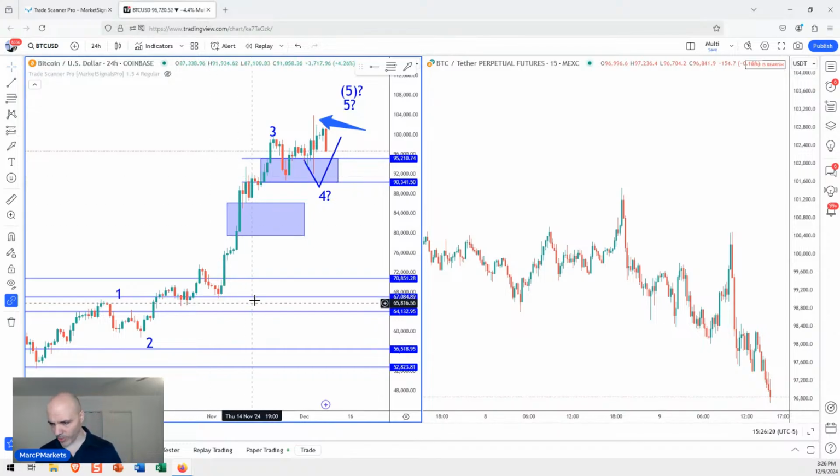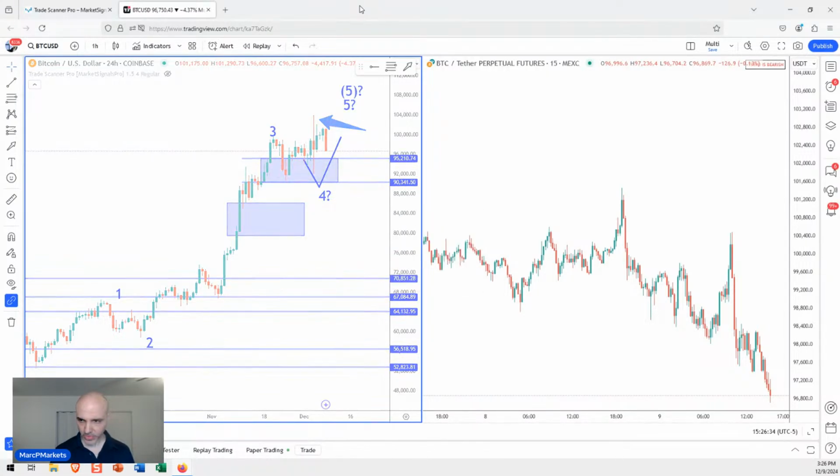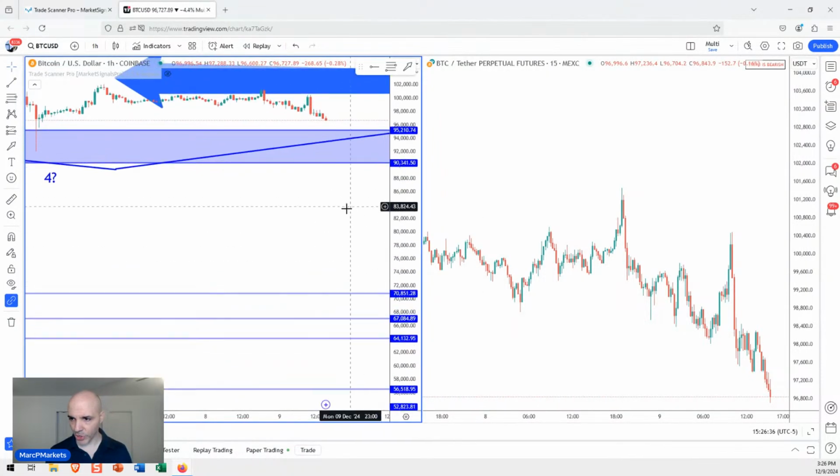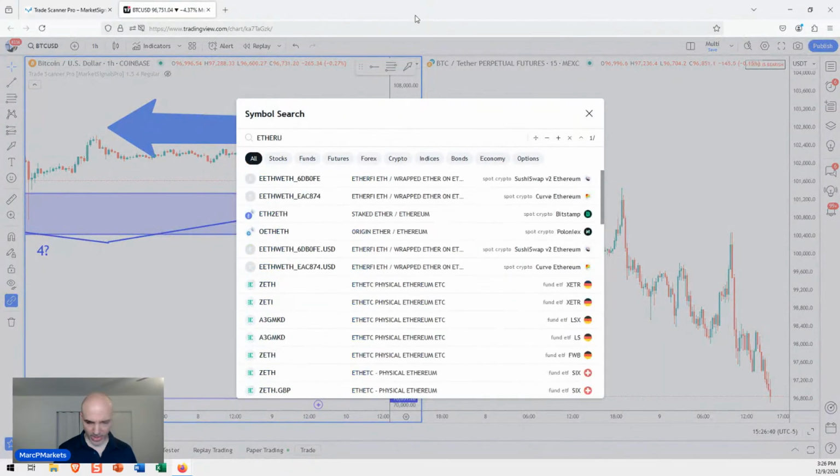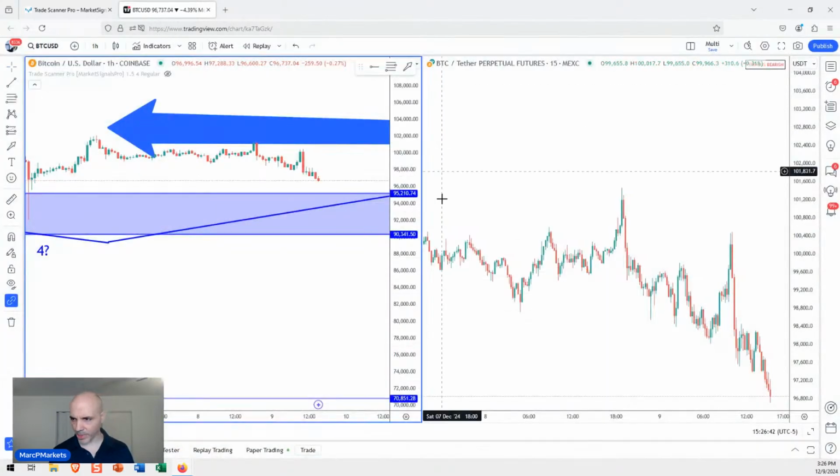So what I'm going to do first is change these charts. I'm going to day trade Ethereum, which means I need to work with smaller time frames. So I'm going to switch this to a 1 hour chart, a 1 hour time frame, and change this to Ethereum. And we're going to do this on MEXC, though.